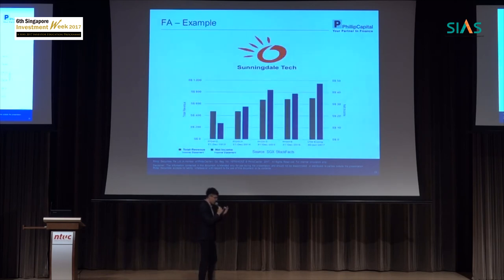Okay, so after talking so much about fundamental analysis, I just want to talk to you about a stock that I found back in mid-2016. This is a stock that I actually invested in myself, and I recommended to some clients. The company, you all might not know about it, is quite a small company. It's called Sunningdale Tech. What they do is manufacture precision plastics, such as your laptop casing or your car dashboard, these kinds of things.